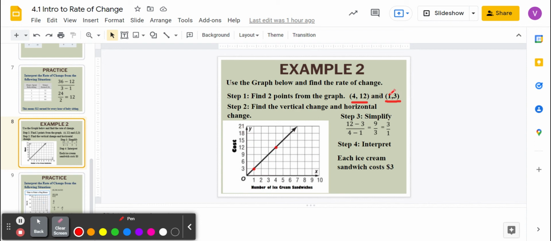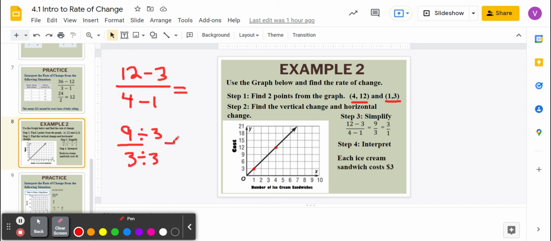It's up to you. So again, you want to take the difference between your y's and the difference between your x's. So I'm going to take 12 minus 3. Those are my y values. And I'm going to take 4 minus 1. 12 minus 3 gives me 9. And 4 minus 1 gives me 3. Again, you want to simplify these. Divide top and bottom by 3. And you will get a final answer of 3 over 1 for your rate of change.